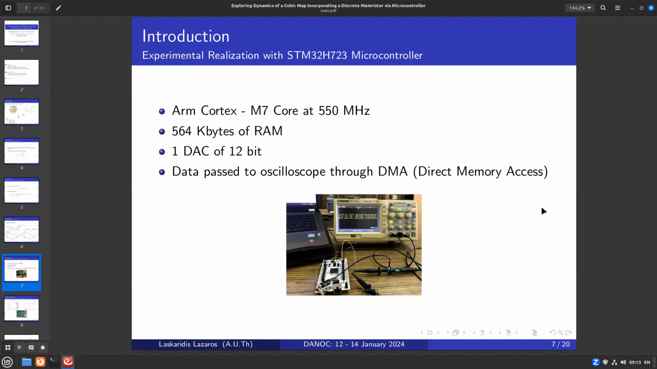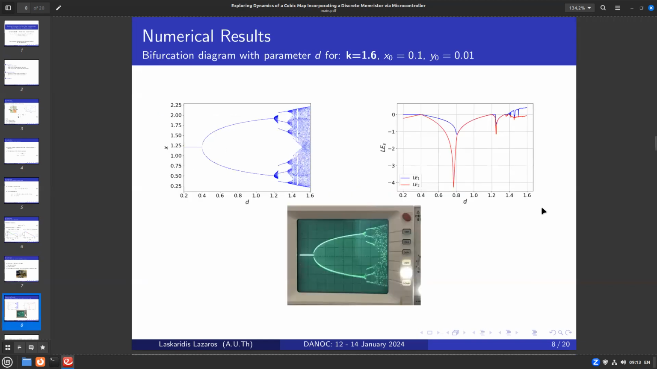And we have connected this microcontroller with the computer and the oscilloscope, and we're passing the data through DMA, which is the direct memory access. Now, we're going to see the experimental results.